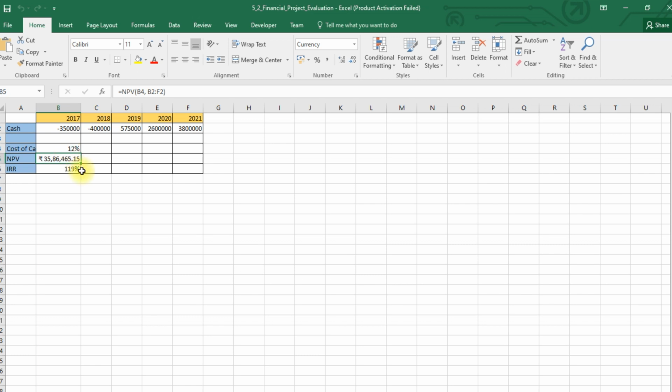So in this example, we see that IRR is 119%, which is given out again by a simple formula, B2 to F2. Only the range of cash flows we have to give, from B2 to F2. And then there is the function IRR, which computes the internal rate of return. Here it is 119%, which is greater than 12%. So the project is accepted.